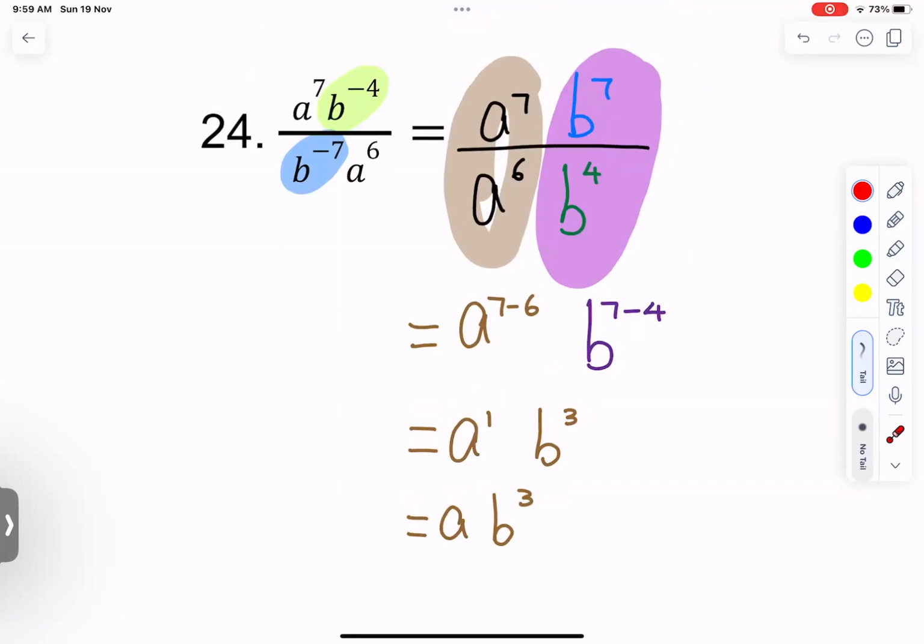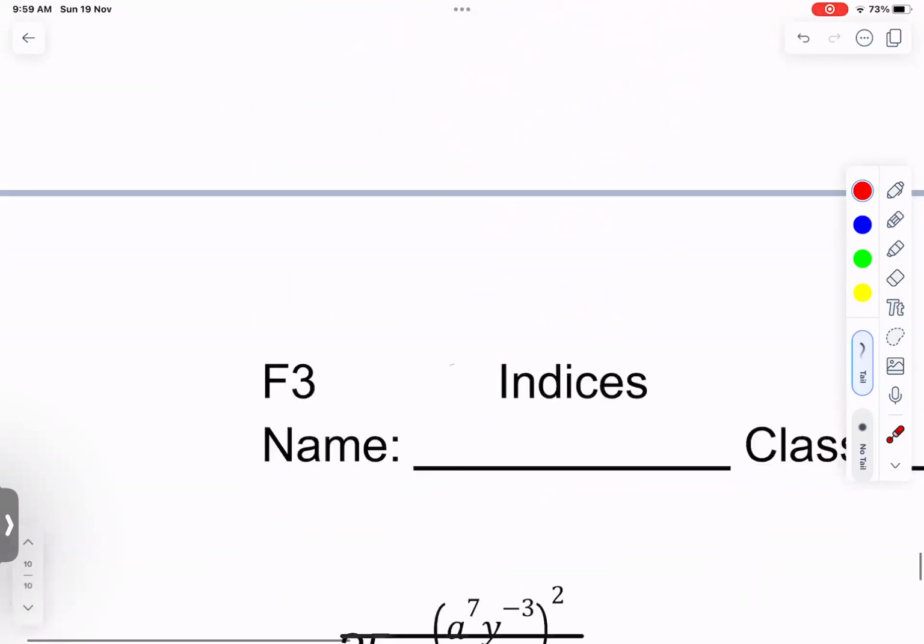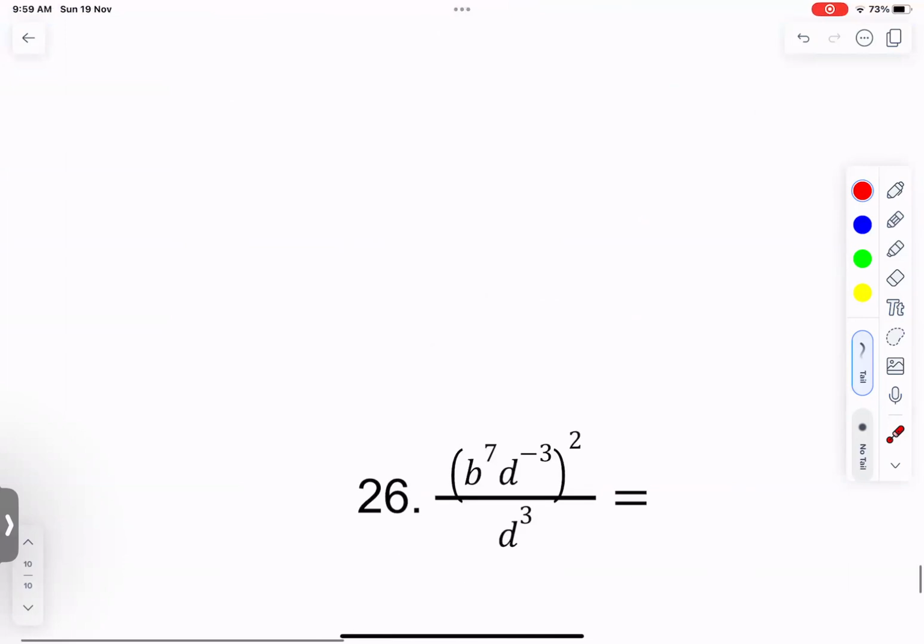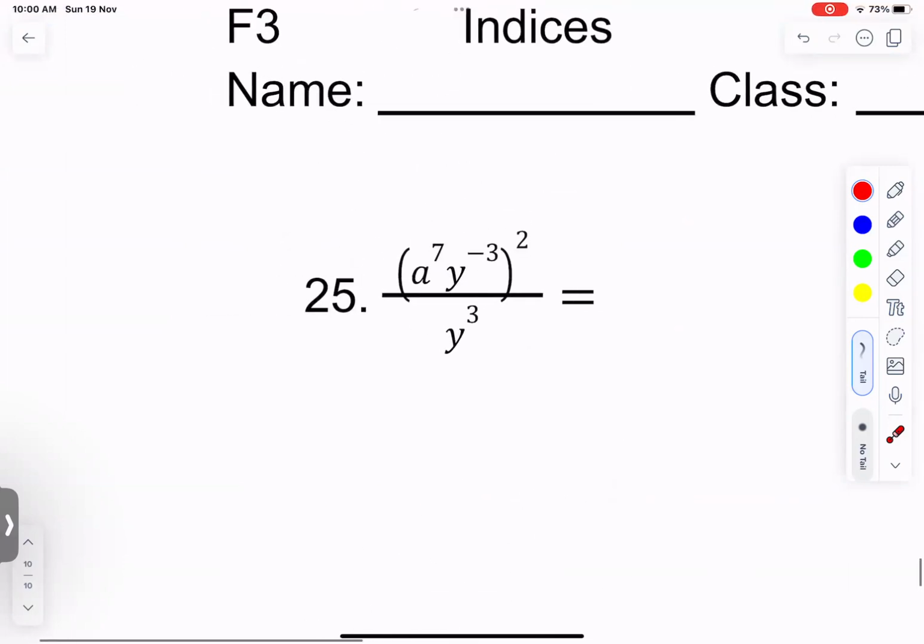I know this topic is very hard. You need to do it a few times to understand it. It's not that many questions in this worksheet, but you still need to practice.